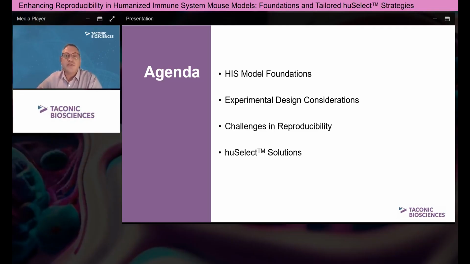Today I will talk a little bit about the foundations of humanized immune system mouse models, how they're constructed and how they're used, and provide a few examples of practical applications of these in drug development programs. Next, I will consider a few of the issues surrounding experimental design and reproducibility specific to humanized immune system mice, followed by a brief discussion of a new offering by Taconic Biosciences that we have entitled huSelect that helps to overcome some of these issues in your research.